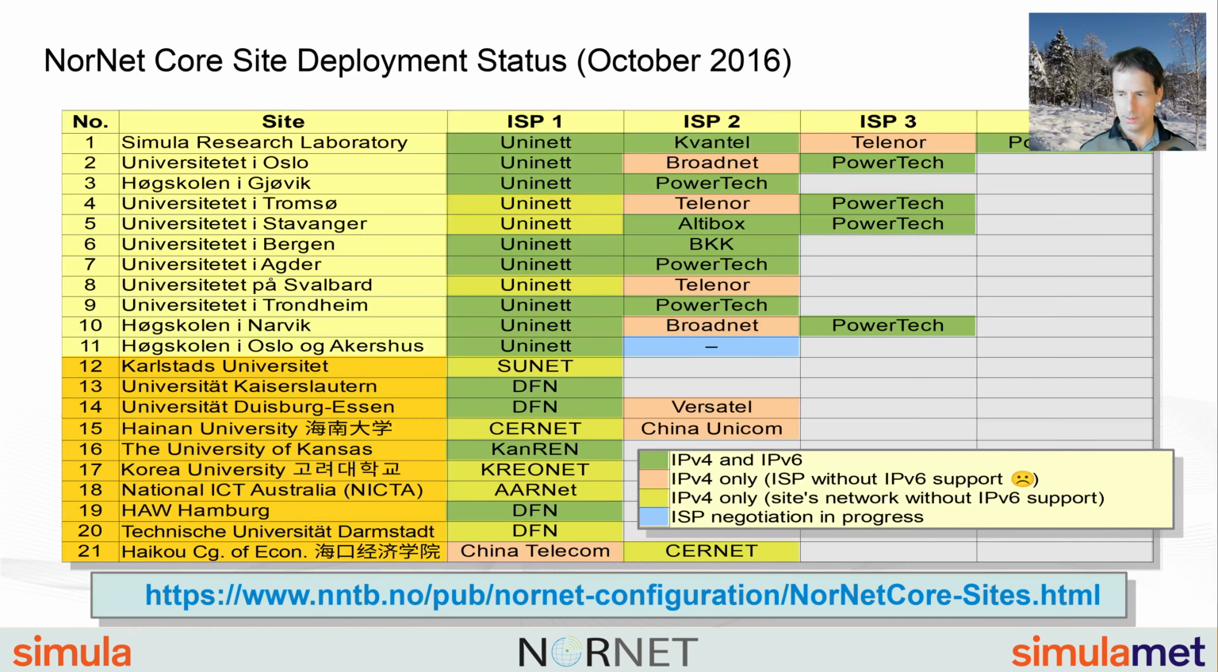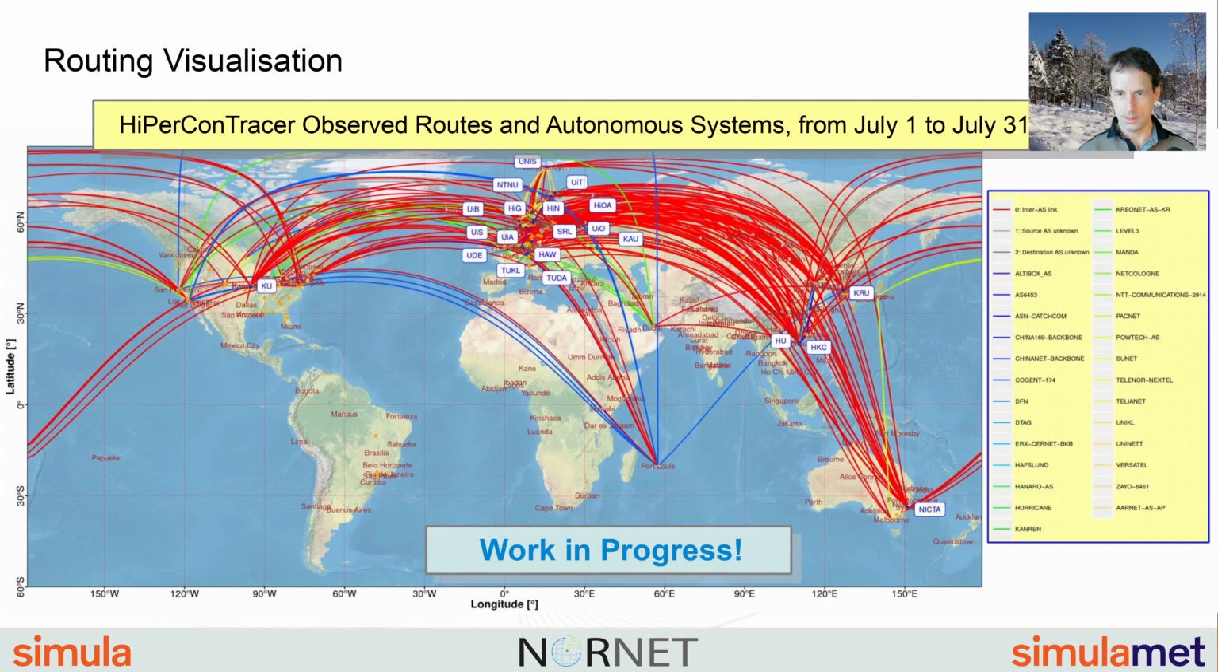Quite interesting, and particularly with such a setup you of course get very interesting routing between the sites. This is a view made by our tool HiPerConTracer, which is also now included in Debian Linux.